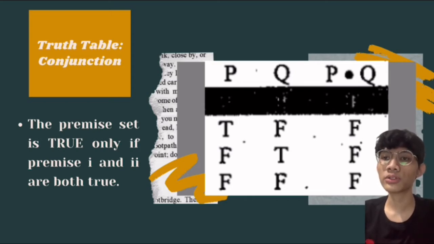It is important to note that the premises of a deductive argument, however numerous, are connected by a conjunction. This means that if one of the premises turns out to be false, the whole premise set is also false.